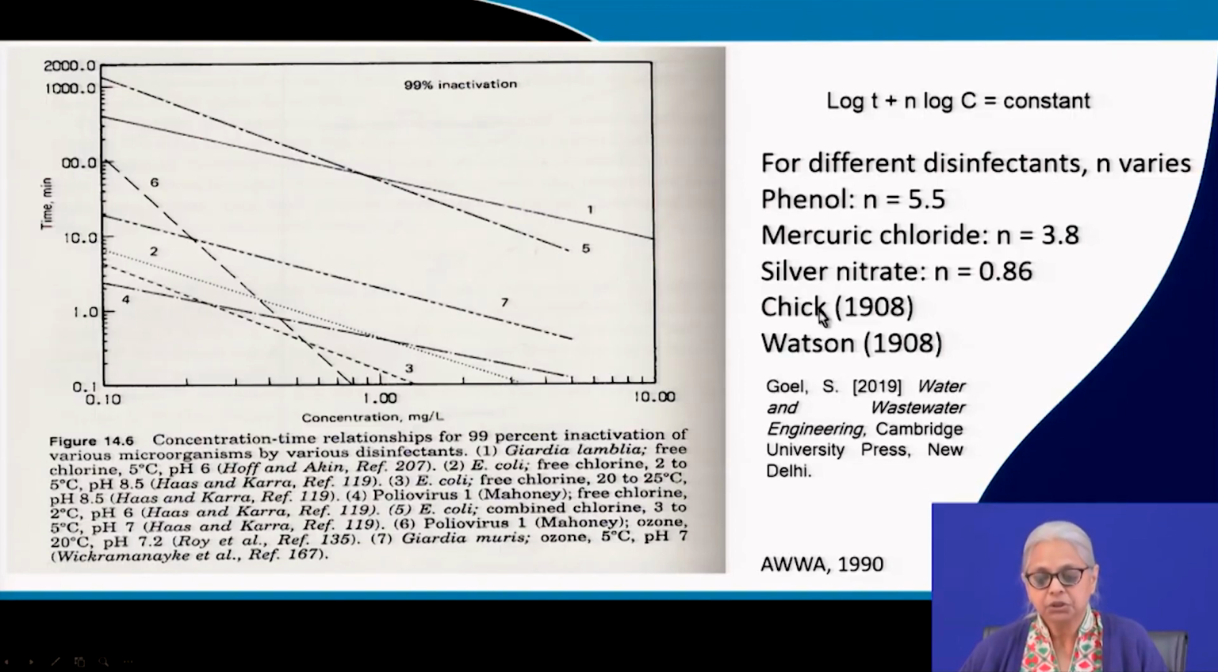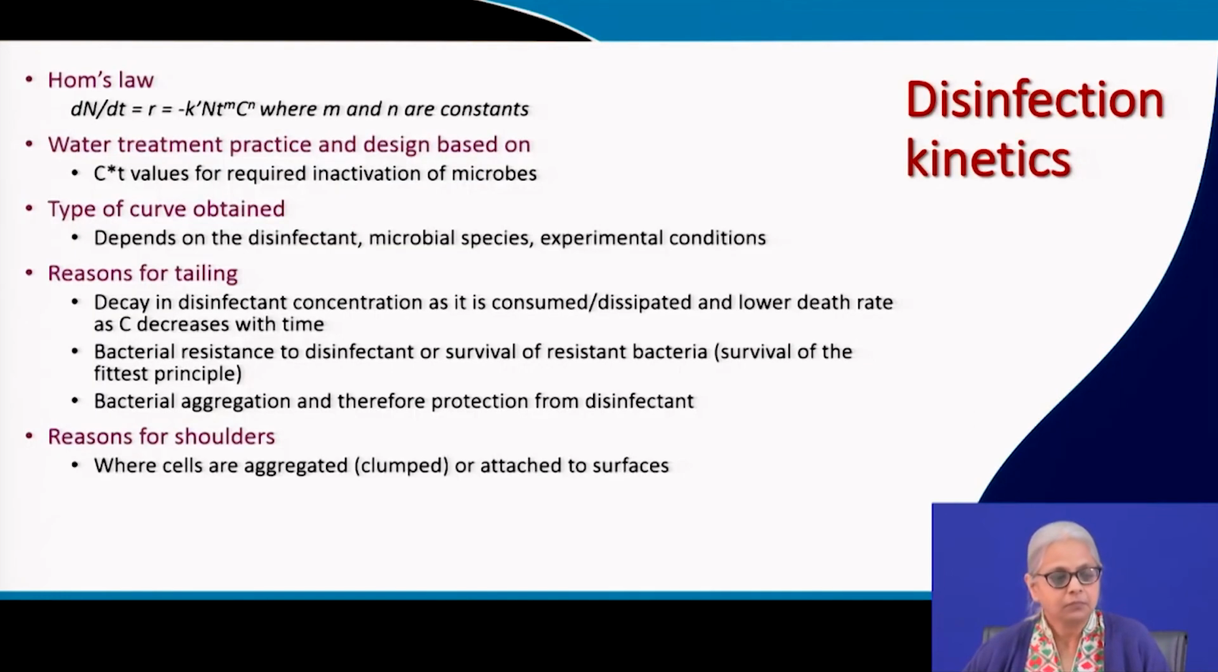So these are the things that one can do. And now from the original Chick-Watson paper, where different disinfectants were tried. Here we have phenol, where the N value was found to be 5.5, mercury chloride N value was 3.8, silver nitrate N value was 0.8 for a single species. So that's about the nature of the curves that you may see for different species and different disinfectants.